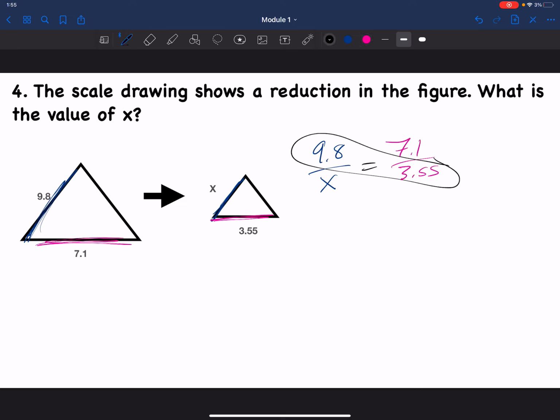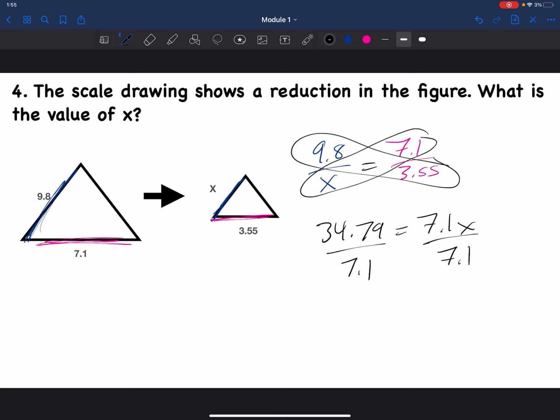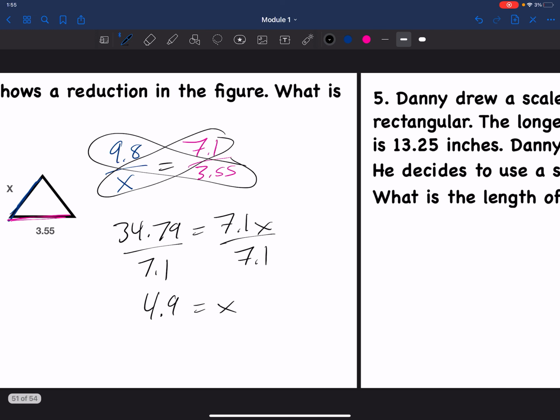So we're doing 9.8 times 3.55, which gives us 34.79 equal to 7.1 times x. We'll divide both sides by 7.1. And that's going to give us 4.9 for our x value. Let's go ahead to our last problem.